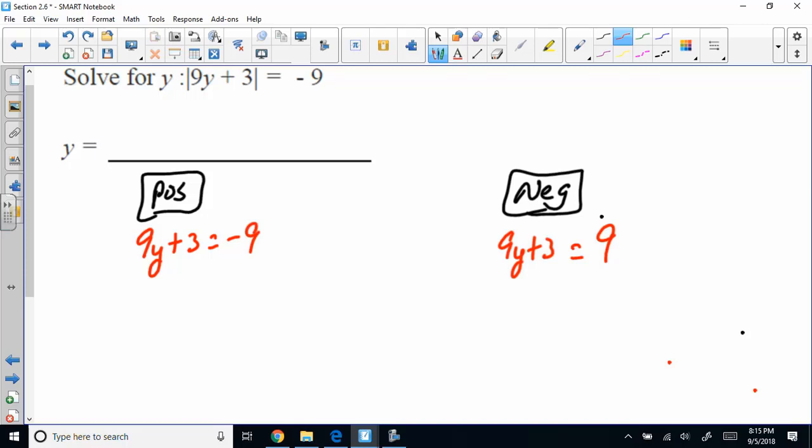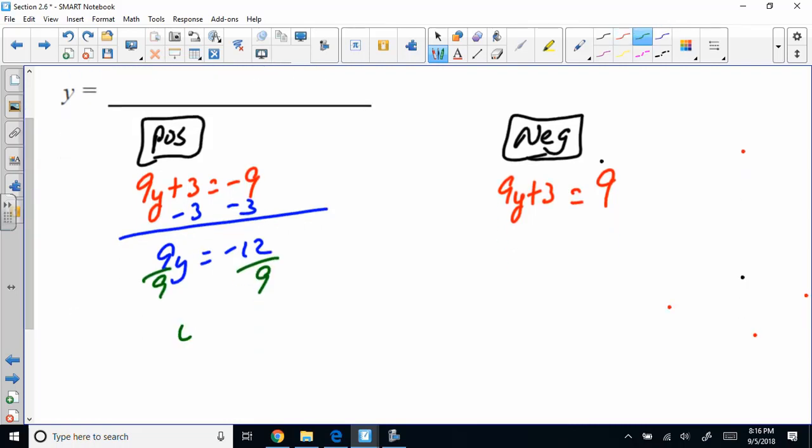You just change the sign of the right side, right? And just put x equals that. So that's really what you're doing. So, all right, here we go. That's negative 3, so that's 9y equals negative 12. Divide both sides by 9, and we get y equals negative 4/3, right?